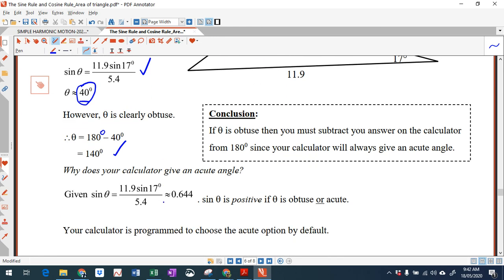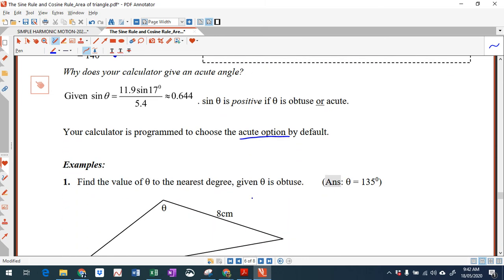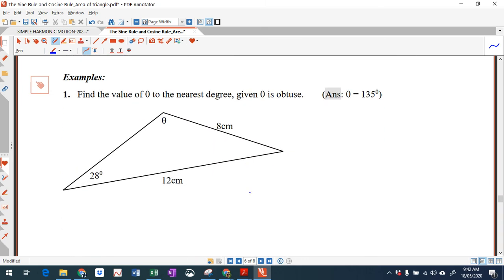Now, why does your calculator give you an acute angle? Well, it turns out sine theta is positive if theta is obtuse or acute. Your calculator is programmed to choose the acute option, okay, by default. And in the next chapter, we're going to look at why that occurs. So have a go at this question by yourself. So there's your angle. Pause the video if you like.